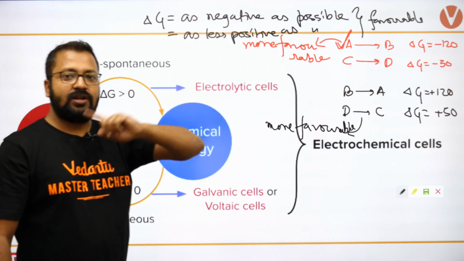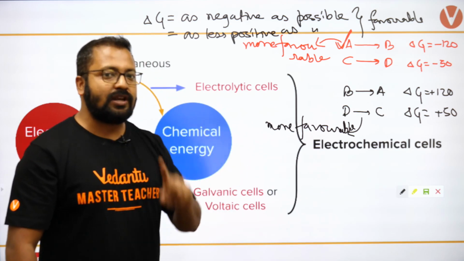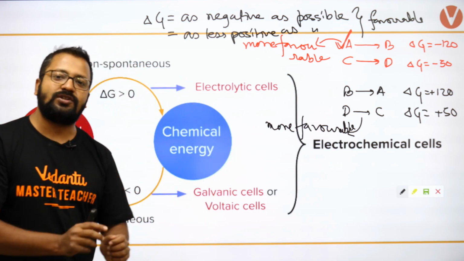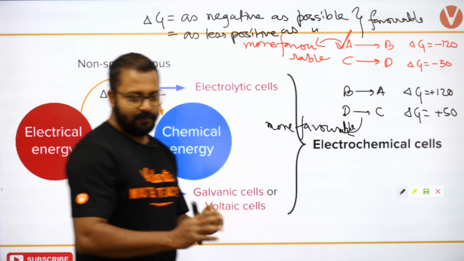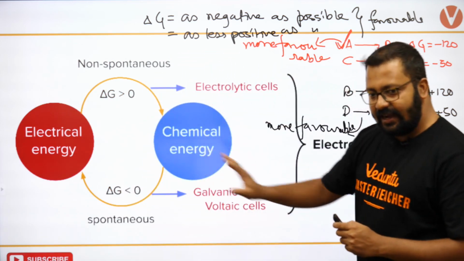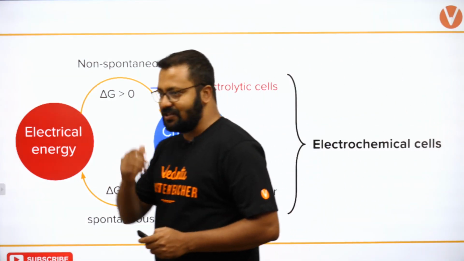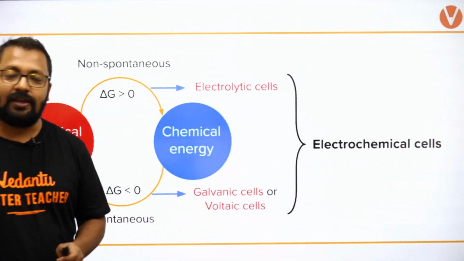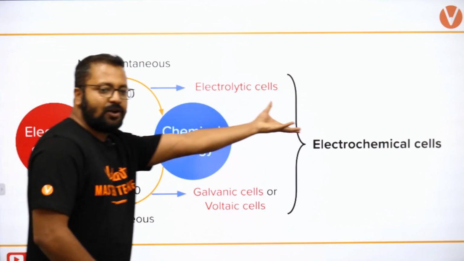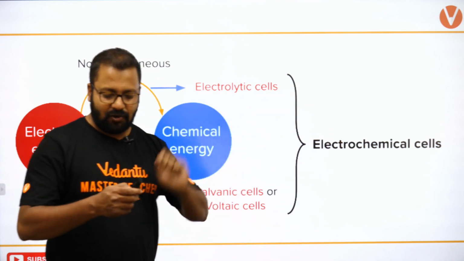But if I am studying electrolytic reactions, I would be taking those reactions where delta G is as less positive as possible. ठीक है, as less positive as possible. So with this idea in mind, let's try to understand कि किस तरह के reactions हमको कराने चाहिए for observing this change within electrochemical cell.